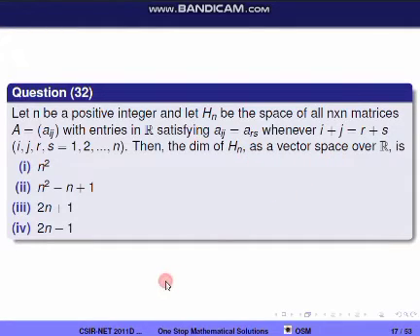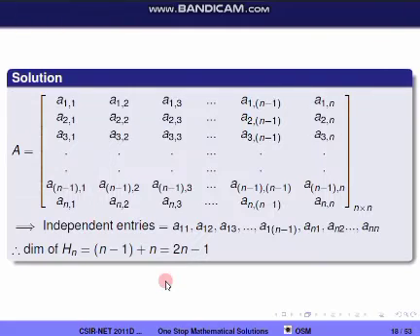Now we'll show how to do this question. I am writing a general n cross n matrix here. They are given Aij is equal to ARS whenever i plus j is equal to r plus s. Here 2 plus 1 is equal to 1 plus 2, so these two elements are equal. Here 3 plus 1 equals 2 plus 2 equals 1 plus 3, so these three elements are equal.